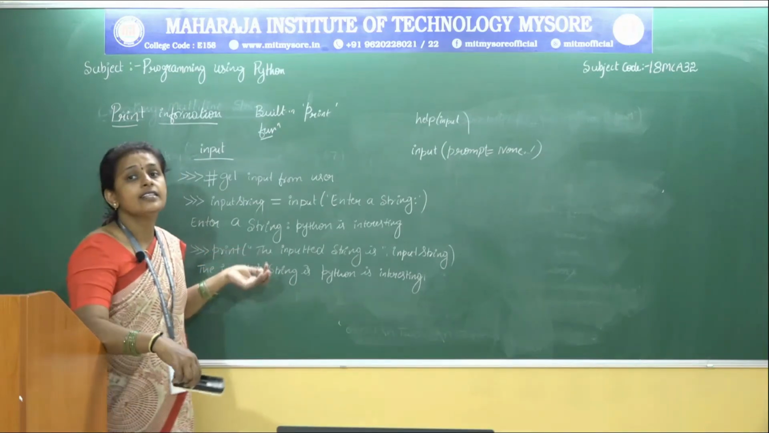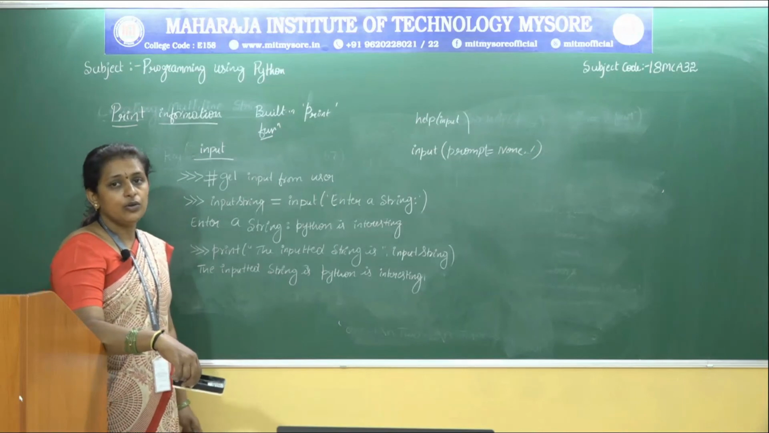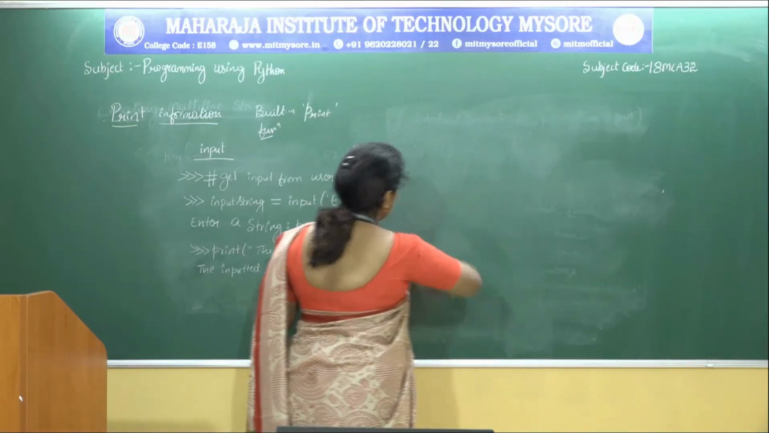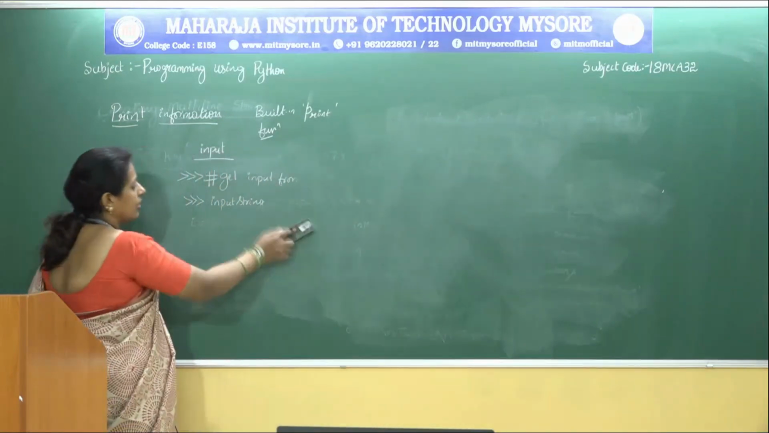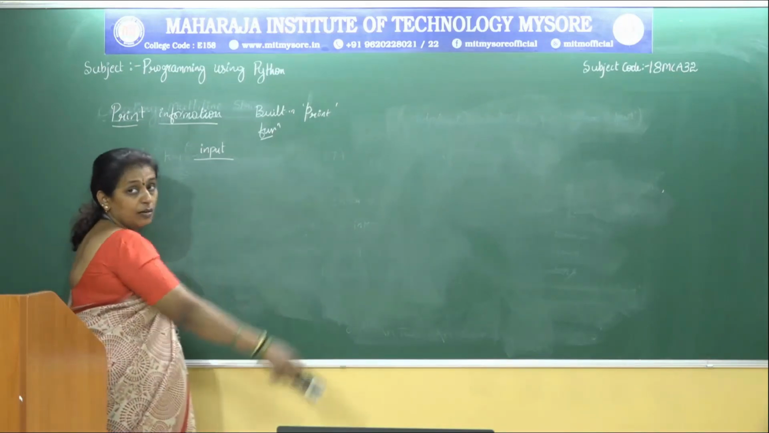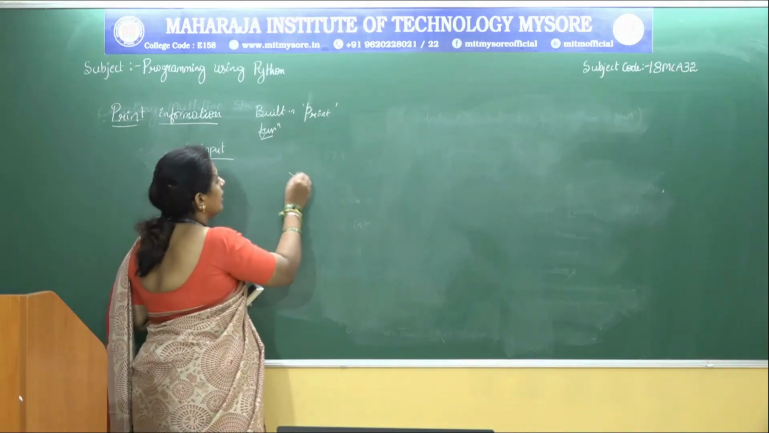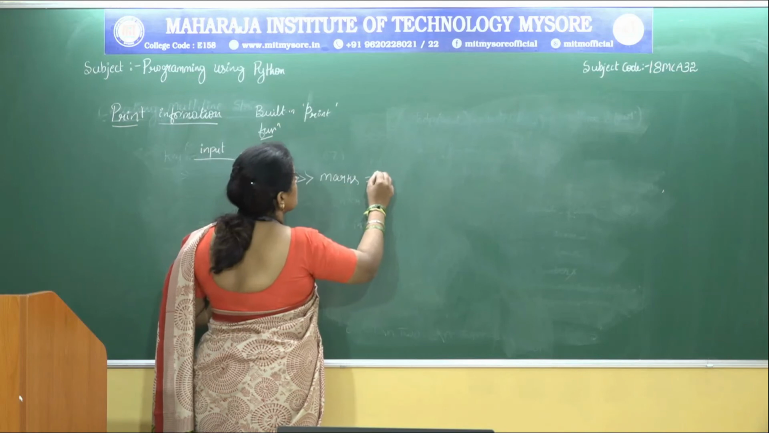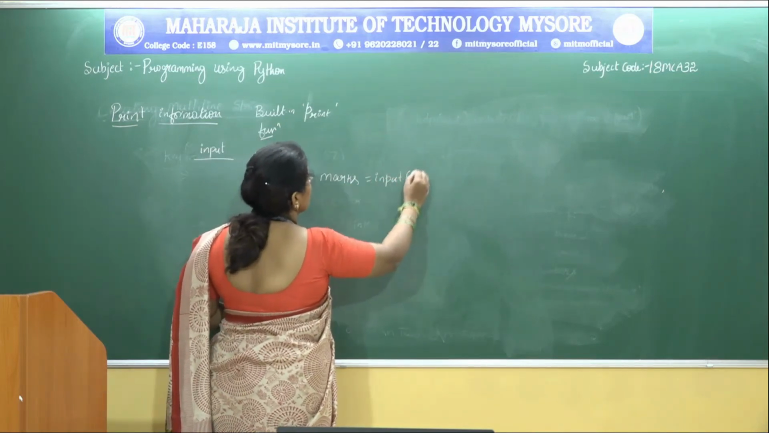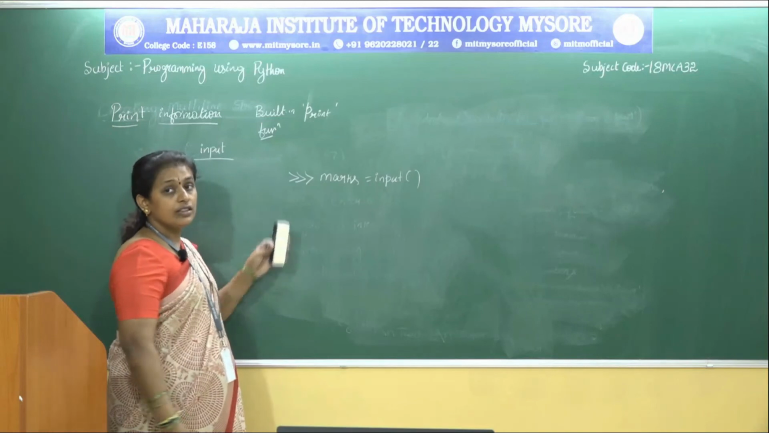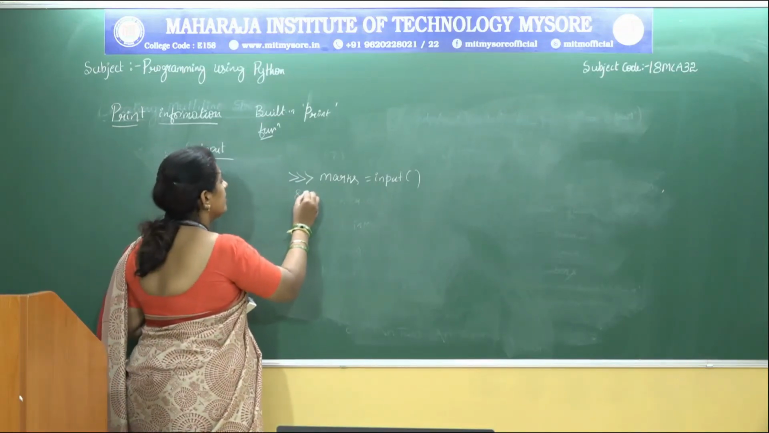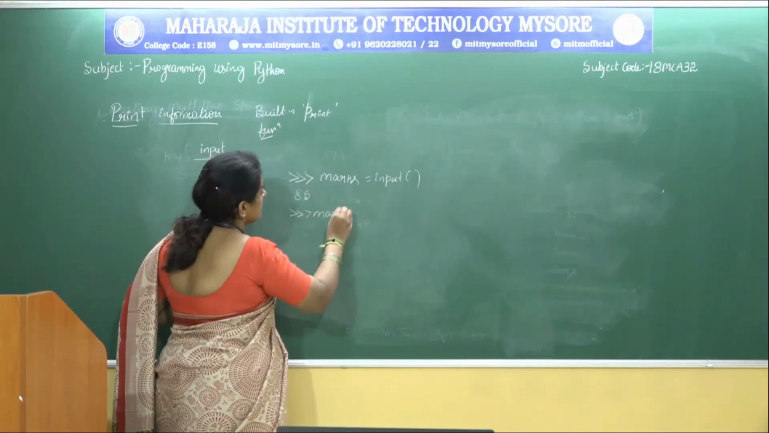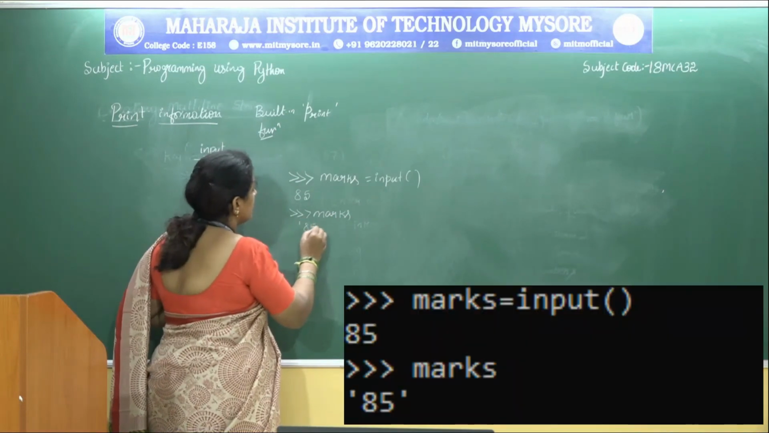Okay, this is with respect to string input. Now I need to go with some other examples. I need to read marks. I need to take an input for the variable called marks. So I am writing the statement marks = input. This time I will enter 85. So let us display marks on the screen. It will be displayed like this.